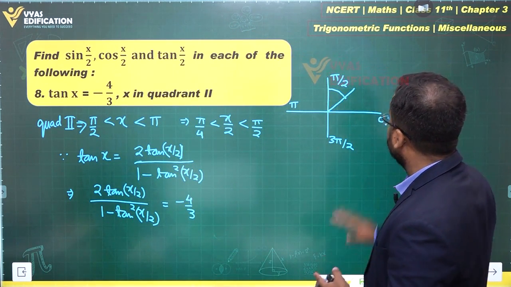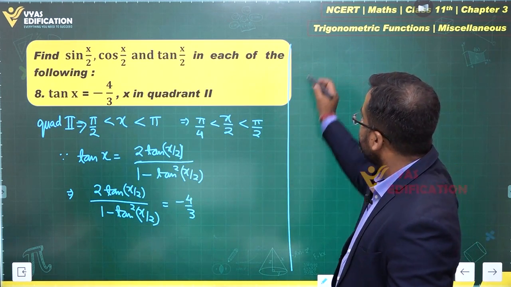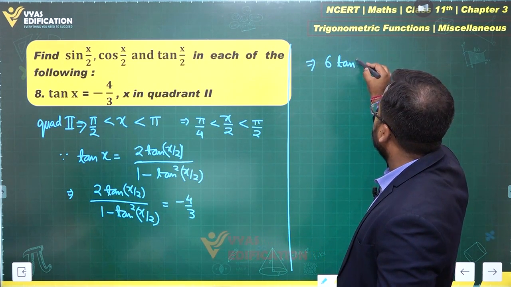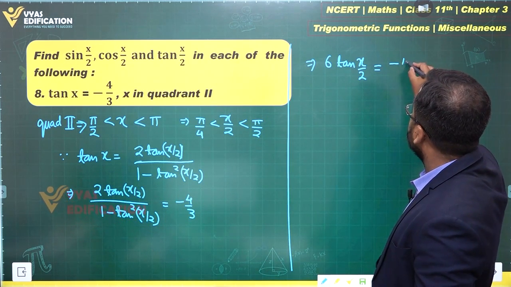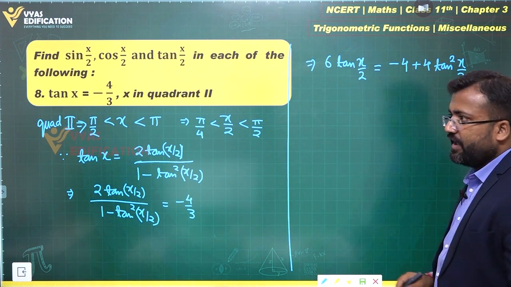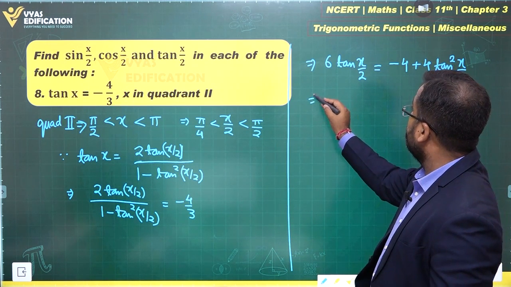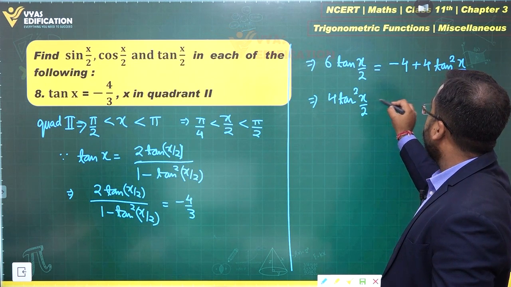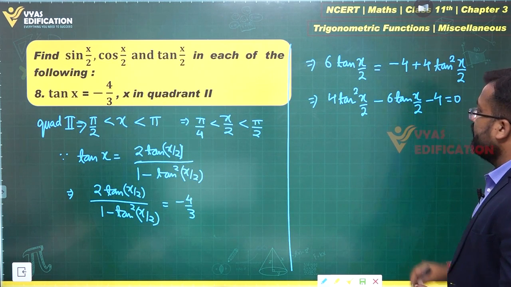Yes. So let's simplify this. We'll get rid of this one over here. What you get is 3 goes over here. This becomes 6 tan(x/2), which is equal to minus 4 times this, which is minus 4 plus 4 tan²(x/2). This is what you get, right? Let's try to solve this quadratic. This is 4 tan²(x/2) minus 6 tan(x/2) and minus 4 in the RHS over here.